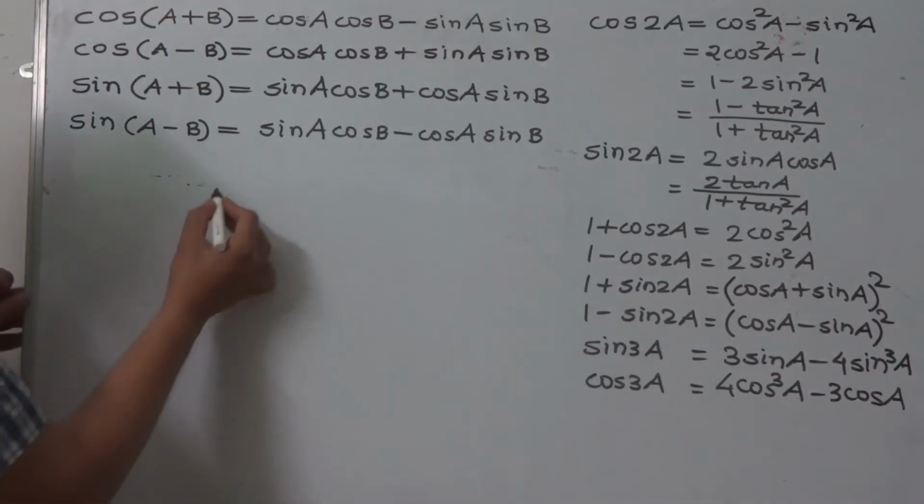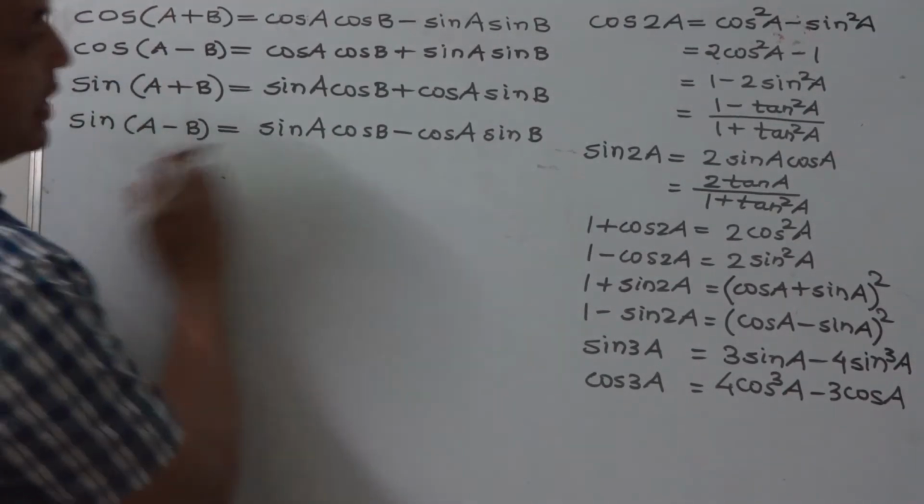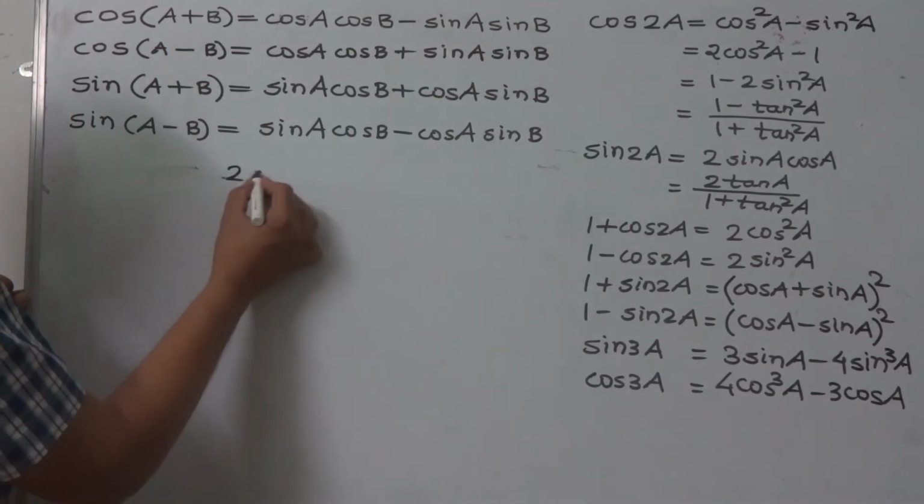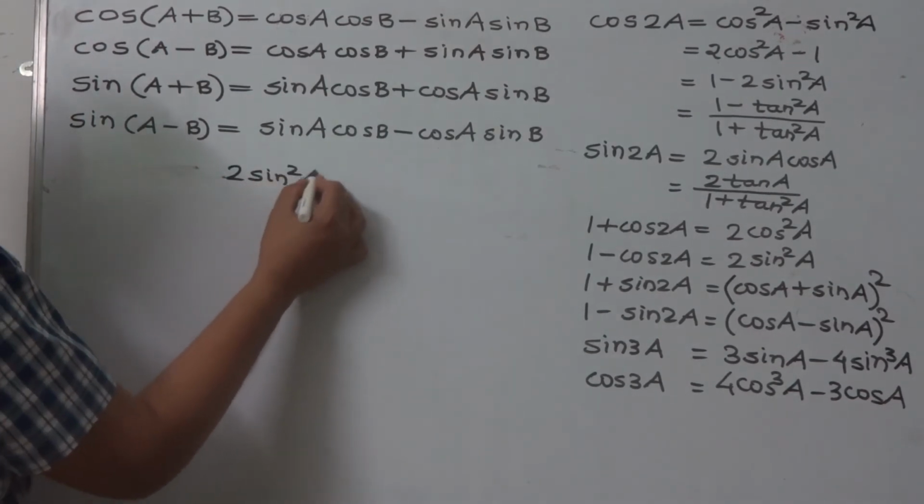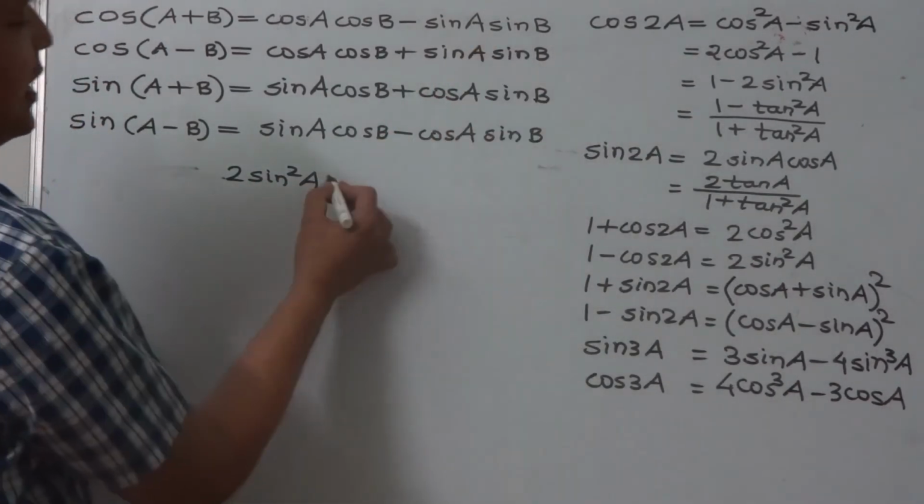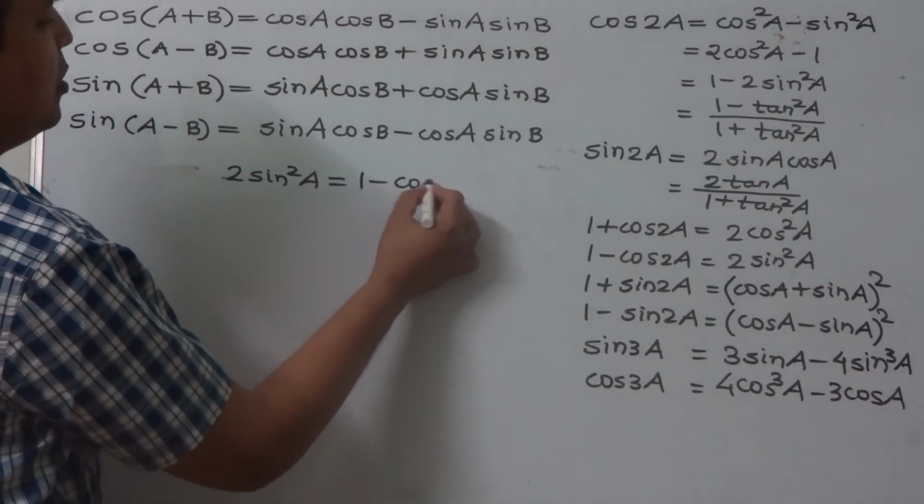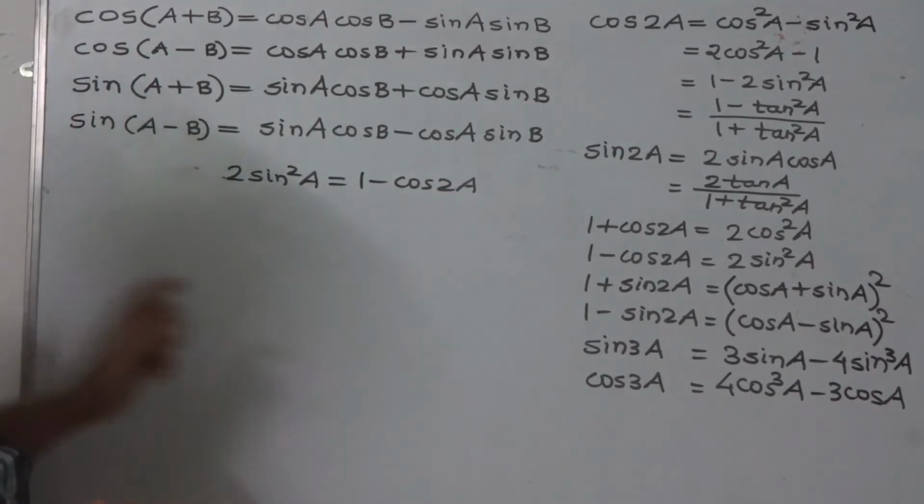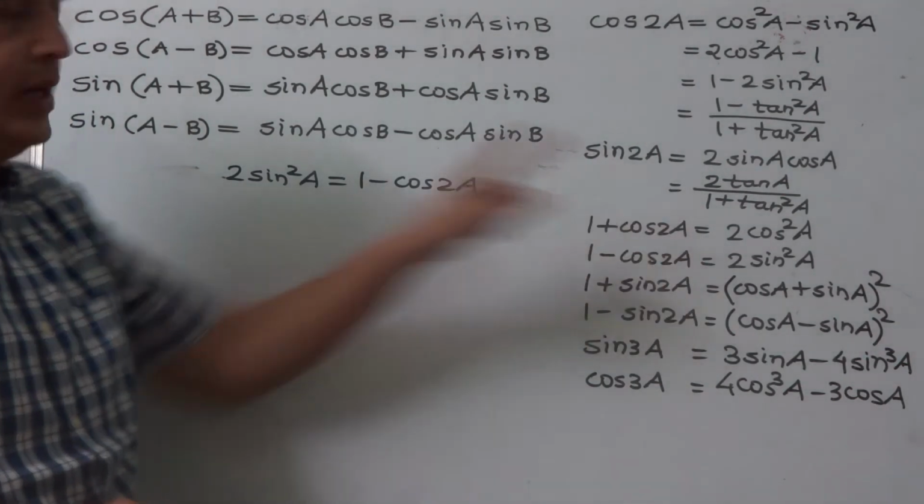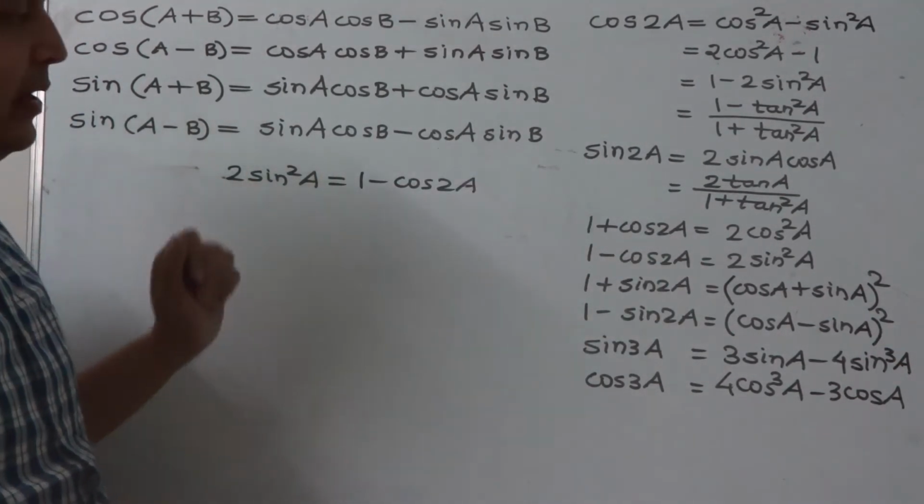On the right hand side we get minus 2 sin square a, on the left hand side it will become 2 times sin square a, and cos 2a on the left hand side will become 1 minus cos 2a on the right, and that is the next formula. 1 minus cos 2a is equal to 2 sin square a.